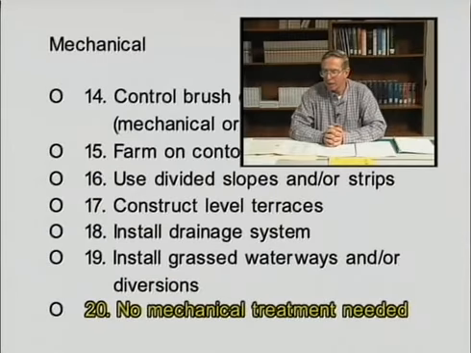Item number 20, no mechanical treatment needed. This is only utilized if none of the factors 14 through 19 apply. So we would check number 20 if none of the items 14 through 19 above would apply for that site.